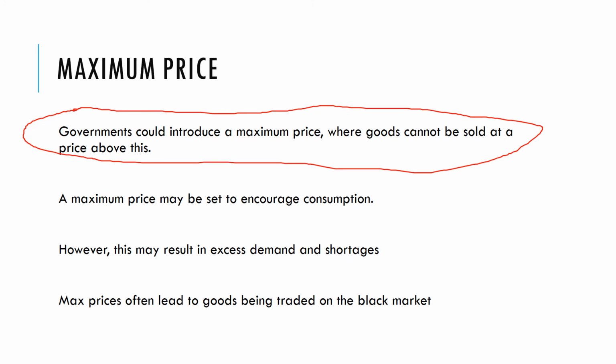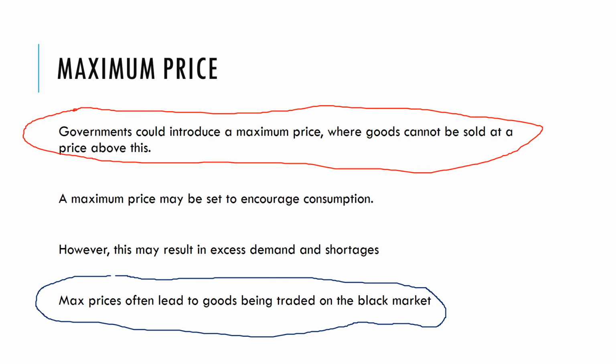Max prices can sometimes lead to goods being traded on the black market, or people find ingenious ways to get around having a maximum price for rent. Like your rent is 1,000 euros, but also you have to give me 2 gold bars.